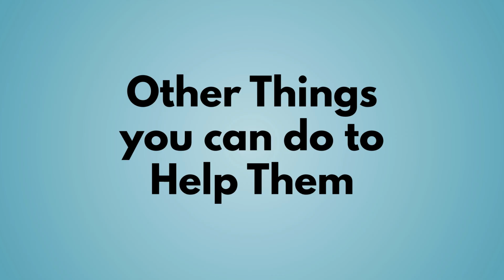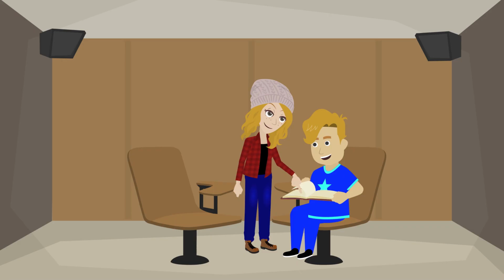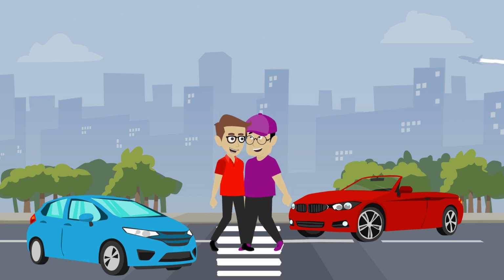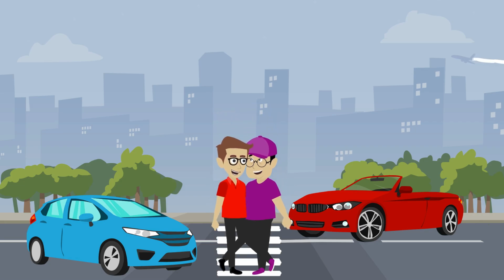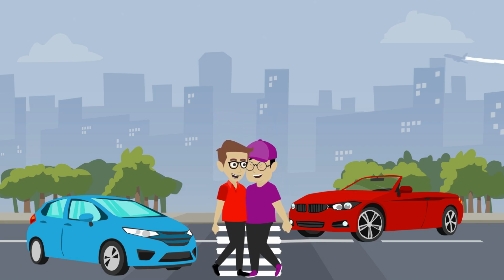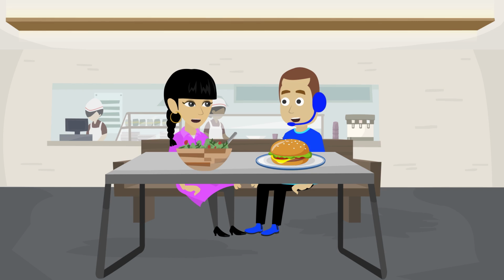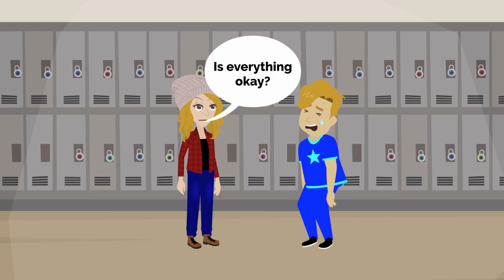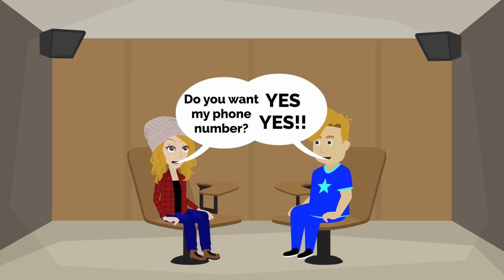Other things you can do to help them: if they are struggling with their schoolwork or homework, offer to help them. Offer to help them with a task or function if they're struggling with it. Invite them to sit with you at the lunch table. Talk to them when they're having a bad day. Ask to exchange phone numbers.